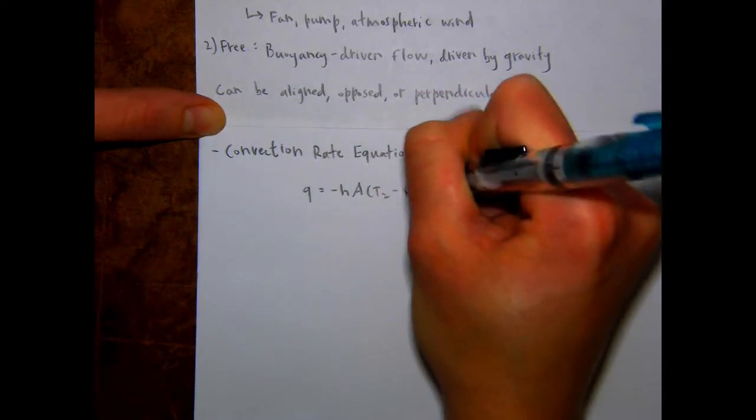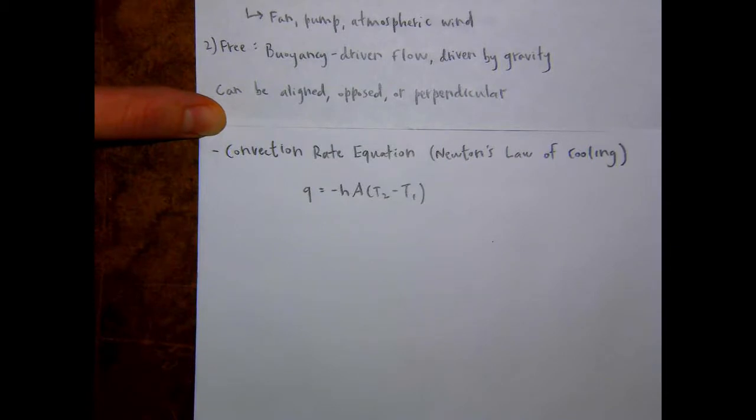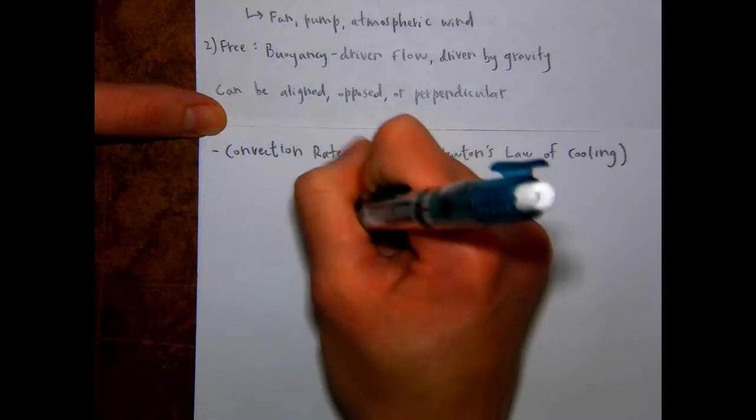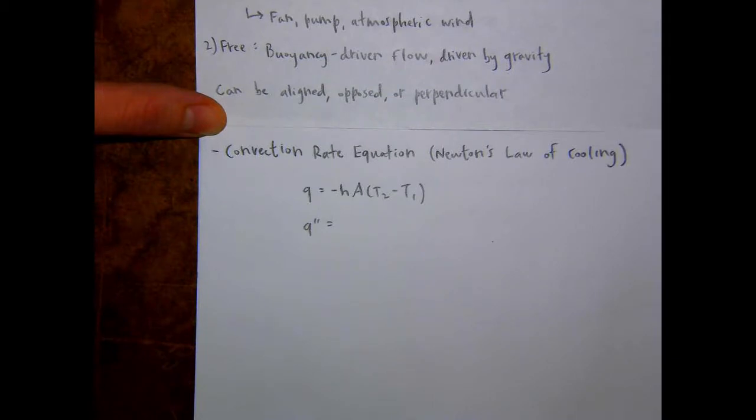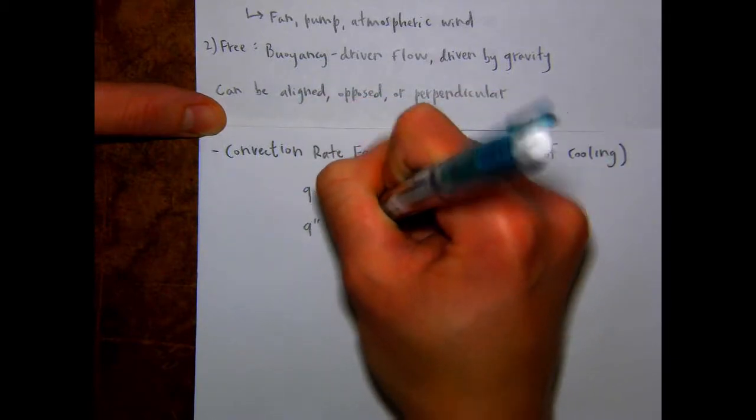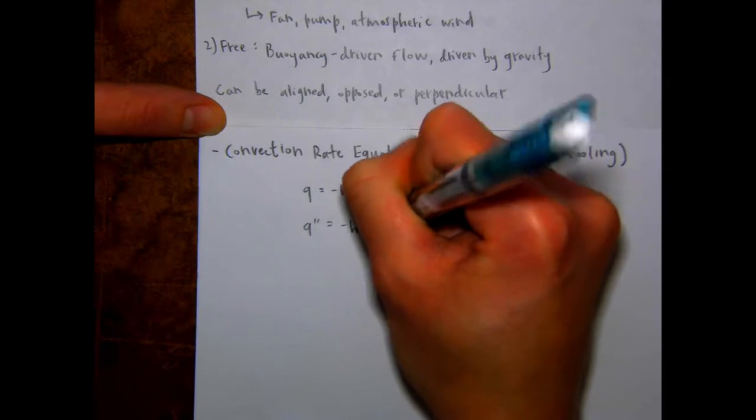So we talked about this previously. We've got Q is negative HA times delta T, which is T2 minus T1. And then if we want to write it on a per area basis, so the flux, that's just dividing by the area.